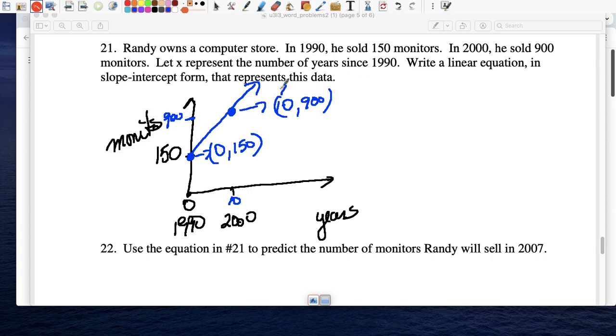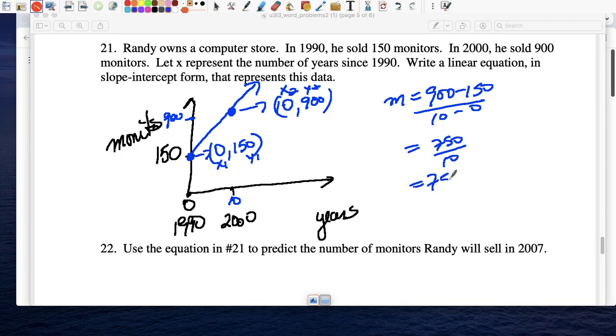So x2, y2, x1, y1. We're going to do 900 minus 150 over 10 minus 0. So we get 750 divided by 10, and it's 75. So it appears that it's growing by 75 monitors per year. So let's look at our equation. y equals 75x plus b. Do we have the y-intercept? Yeah, right here. Plus 150.